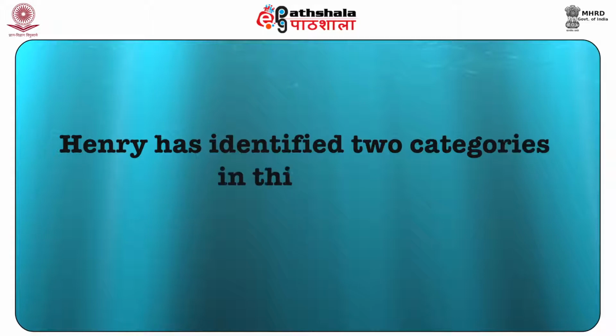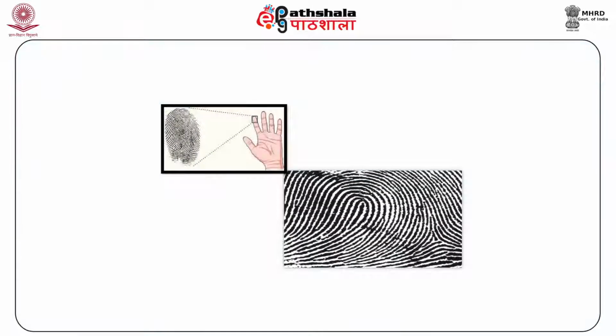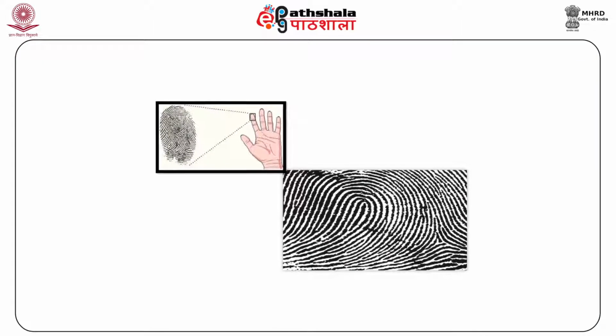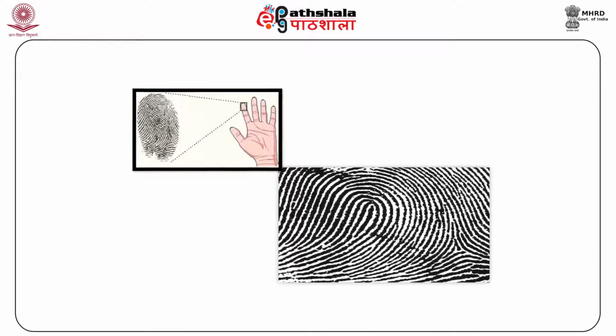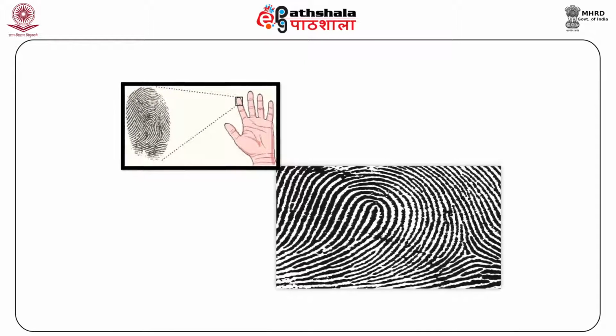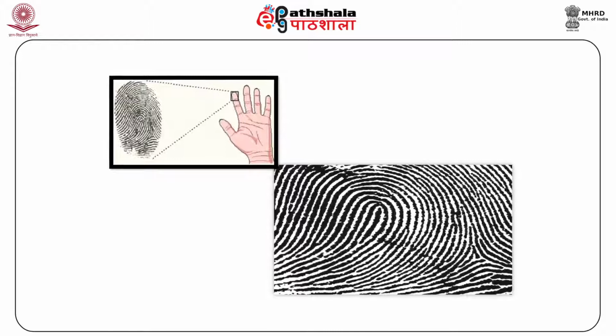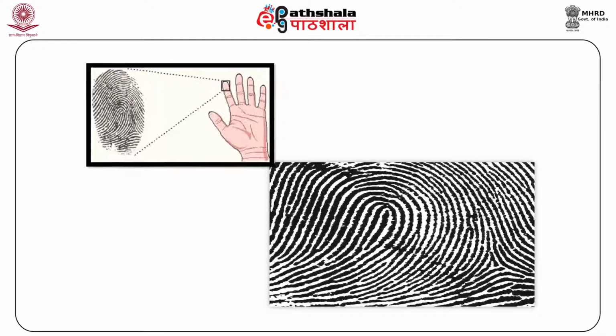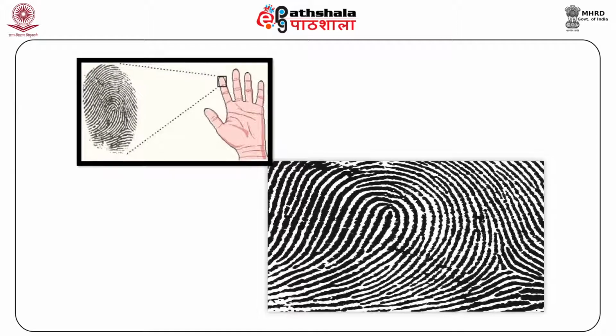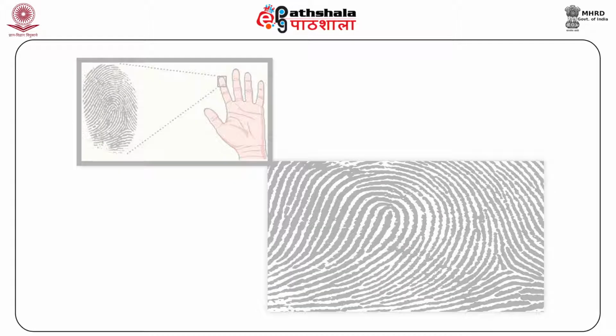Henry has identified two categories in this group. A, radial loop. These are loops that drift towards the radius bone of the hand, or in other words, when the downward slope or opening of the loop is from the direction of the little finger towards the thumb of the hand. It is referred to as a radial loop.